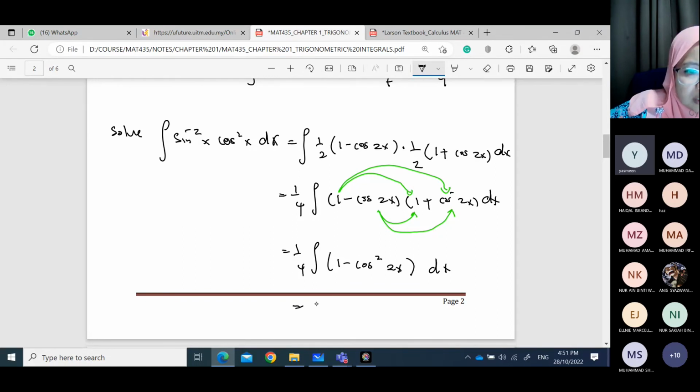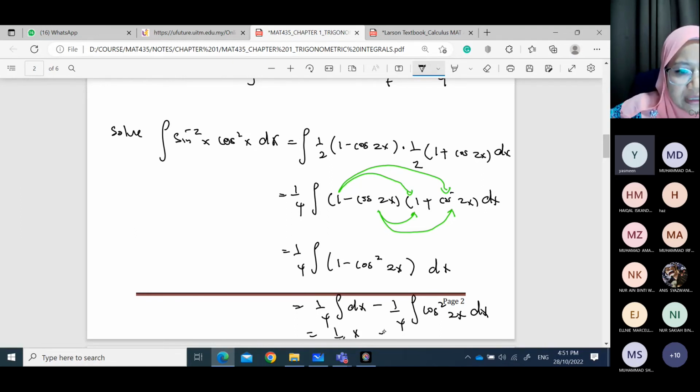Okay, so this one you boleh pecahkan dan kita akan dapat 1/4 times integral of 1 times dx. Kita akan dapat dx dekat sini. And then minus, so 1/4 is multiplied by whole thing. So 1/4 times integral of cosine square 2x dx. Okay, so yang ni first ni you boleh selesaikan dan you akan dapat 1/4x. So minus untuk yang ini you kena apply identity dia, half angle identity.